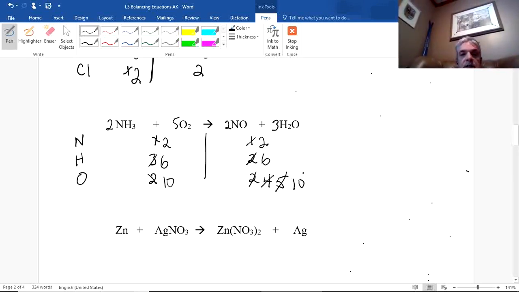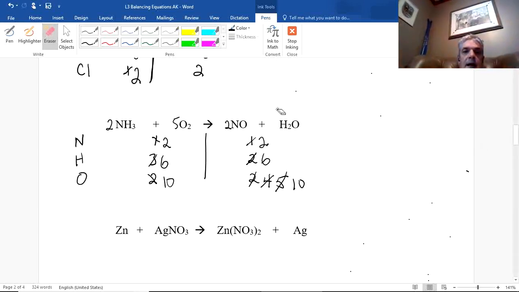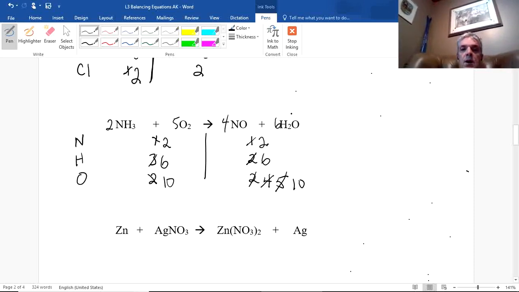I want this 10. So I'm going to change this to a 6. And I'm going to change this to a 4. So remember, this is going to become a 4, and this is going to become a 6. Now I have 4 here, and I have 6 there. That gives me 10 oxygens. I got 5 times 2 here. That's 10. Now I got to go back and rebalance some of the other stuff.